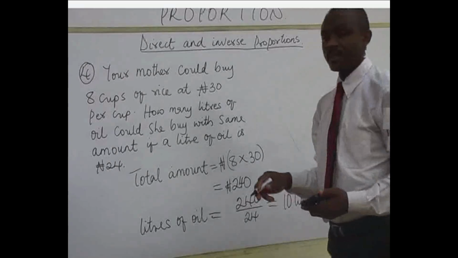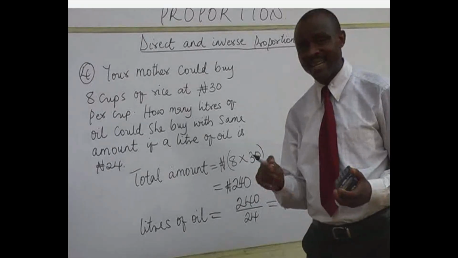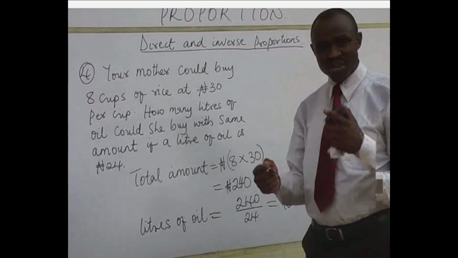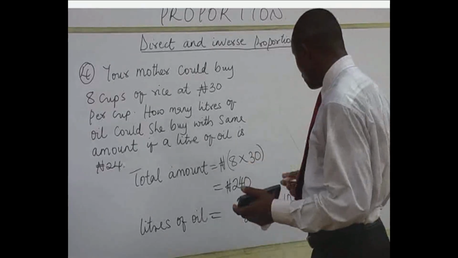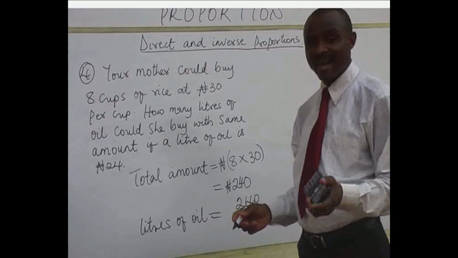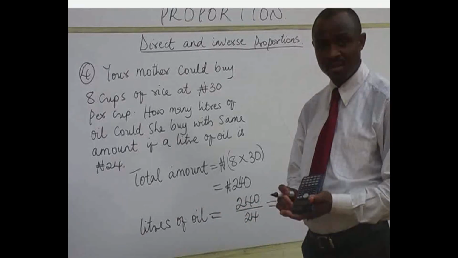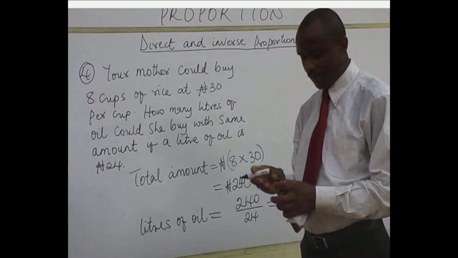of oil. If she buys less than 10 liters, that means your mother is Olodo. They have cheated her. But if she buys more than 10 liters, that means your mother is a thief. She must have cheated the person that is selling the oil.